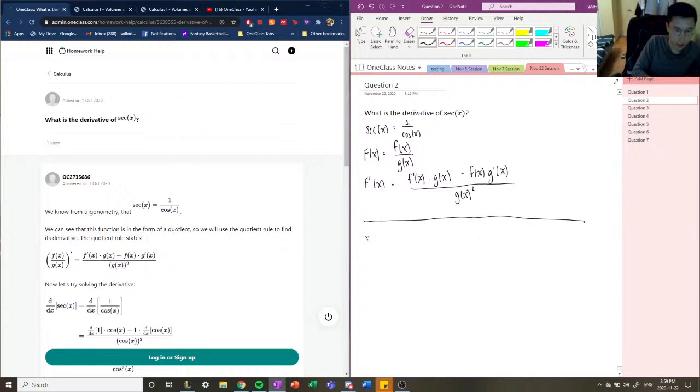So let's say y equals secant x. So y prime would equal, let's write this too, x. We see here that secant x is also the quotient of two functions.